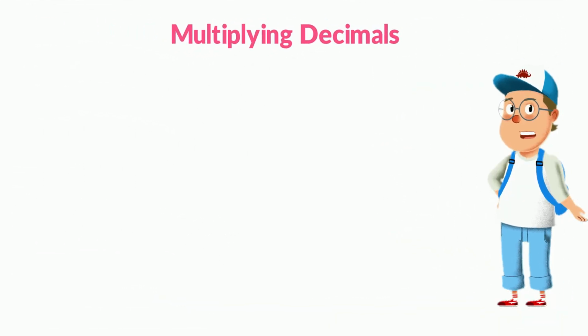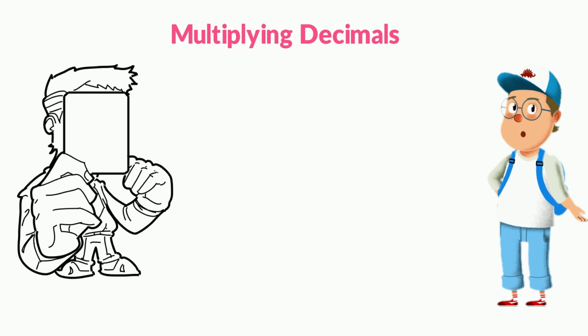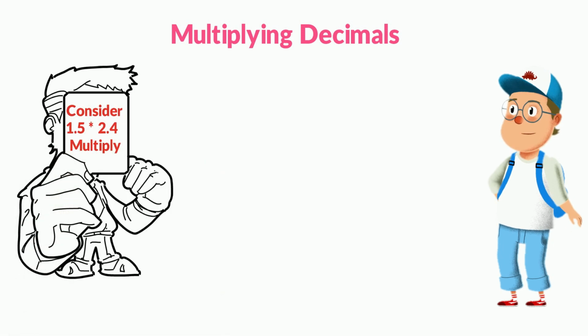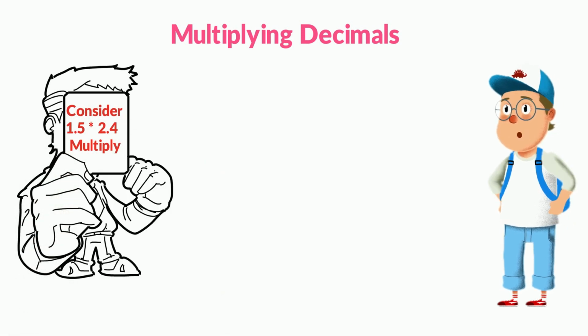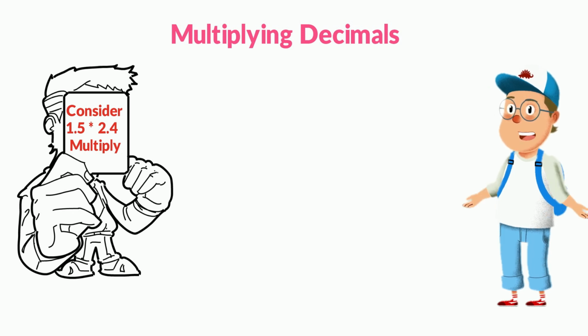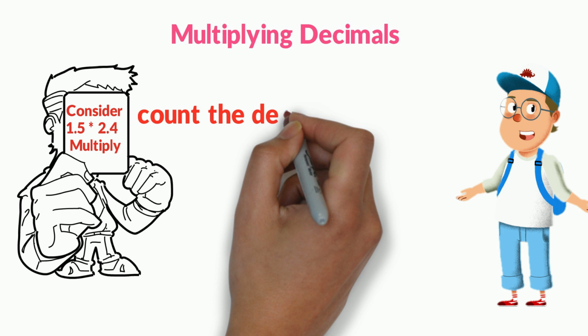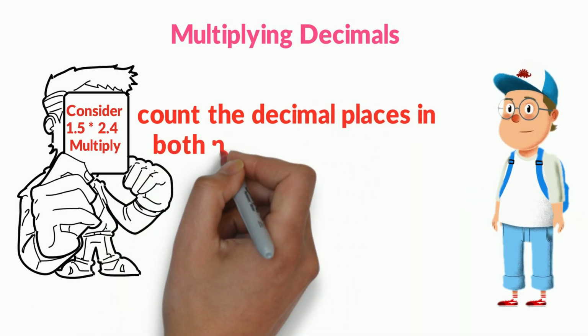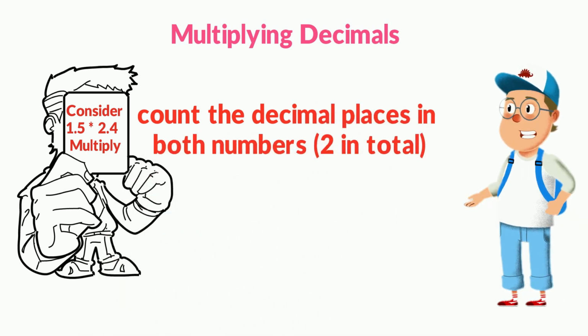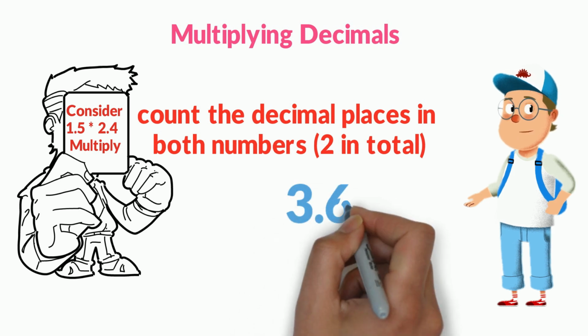Let's work through another example. Consider 1.5 times 2.4. Multiply as if there were no decimals, resulting in 36. Now, count the decimal places in both numbers, 2 in total. So, the final answer is 3.6.